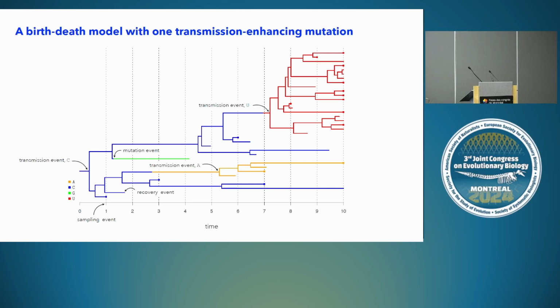It then evolved forward in time, experiencing transmission events. So this represents an infection spreading to a new host. The new host also has a C at the relevant site. There are going to be sampling events where we collect viral genomes. There are going to be mutation events that change the nucleotide state, in this case from C to G. Recovery events are actually death events in the model. In reality, what they represent is the host becoming non-infectious.